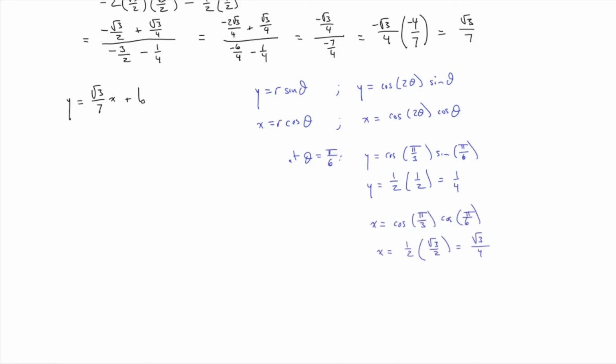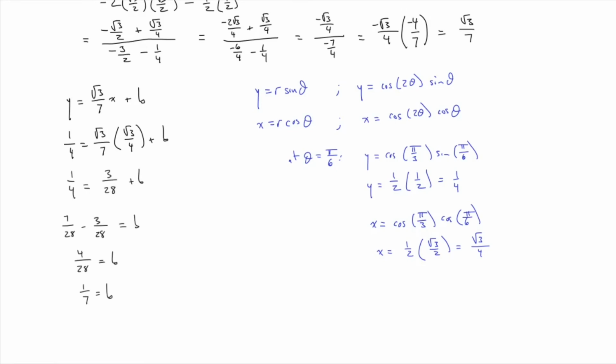And similarly, at theta equals pi over 6, you can compute that x is equal to the square root of 3 over 4. Plugging these values of x and y into our equation, y equals the square root of 3 over 7 x plus b, we get this expression here, 1/4 equals the square root of 3 over 7 times the square root of 3 over 4 plus b, and all that's left is to solve for b. And after you do the arithmetic, you find that b is equal to 1/7, and we have found the equation of the tangent line to the polar coordinate curve r equals the cosine of 2 theta, at the point theta equals pi over 6, it's y equals the square root of 3 over 7 x plus 1/7.